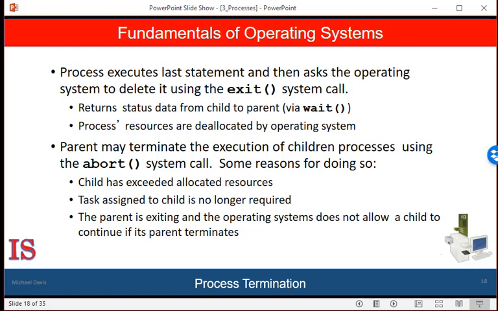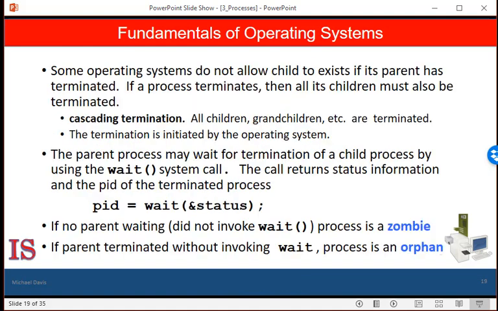Or finally, the parent is exiting, and the operating system does not allow a child to continue if its parent terminates. Some systems do not allow a child to exist if the parent has terminated. In such systems, if a process terminates either normally or abnormally, then all of its children must also be terminated. This phenomenon, referred to as cascading termination, is normally initiated by the operating system.